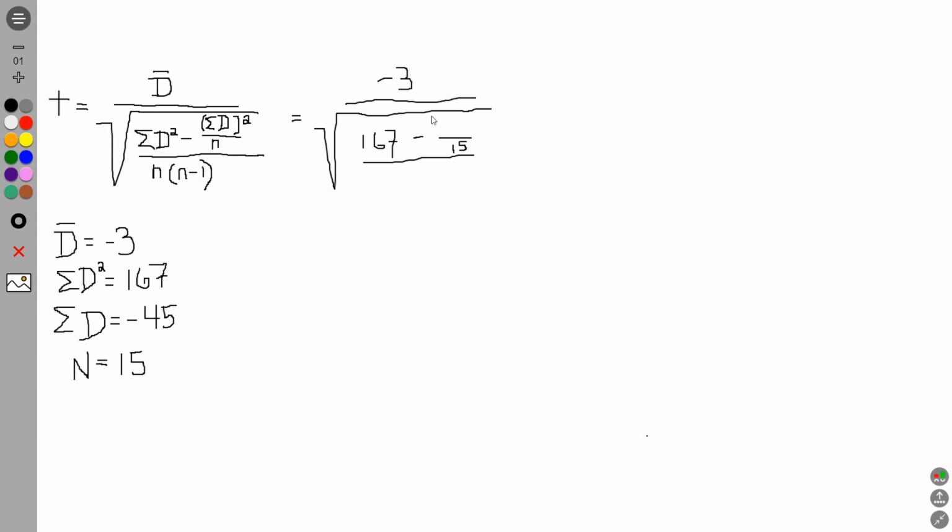Now this is where it gets troubling for folks. Remember, when we say sigma d, squared, it's not the same as sigma d squared. So we're going to go ahead and in parentheses put sigma d, which is right here, -45, tight space right here, squared. There we go. And then we have 15 times 15 minus 1. There you go.